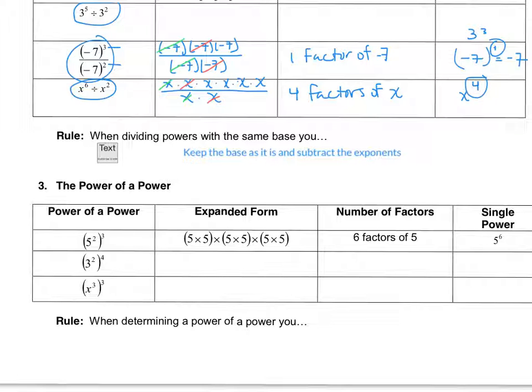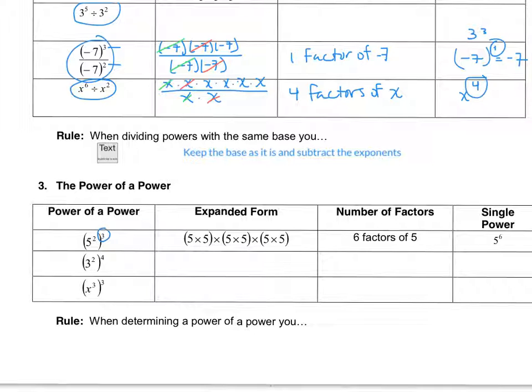Okay, and then the last rule that we're reviewing today is the power of a power rule. Now that means we have a power. So here we have 5 to the exponent of 2, so that is a power, but then we're taking that power and making it into another power, where we're taking 5 to the 2 as a base and now making a new exponent of 3 on that. So really it means that we have 3 groups of 5 squared.